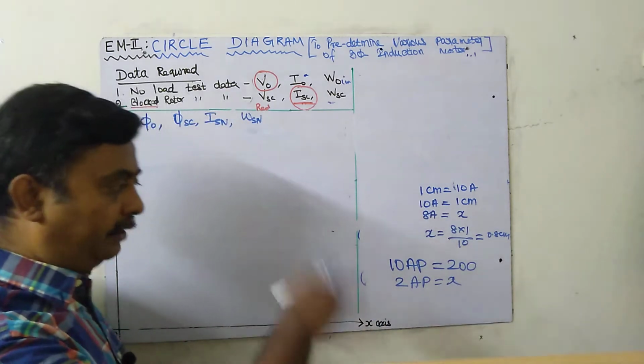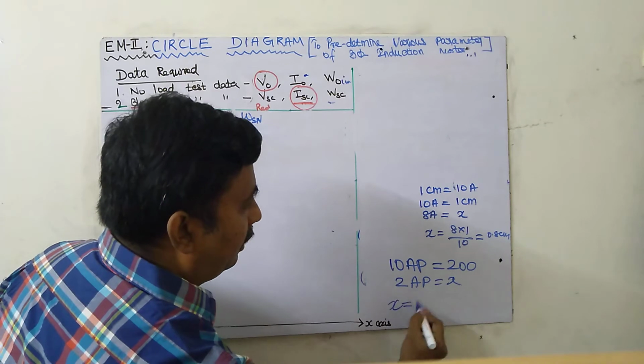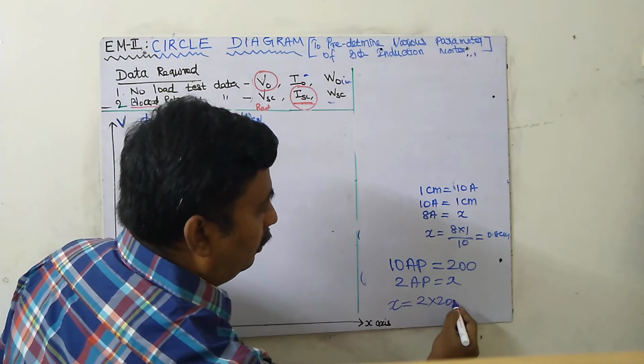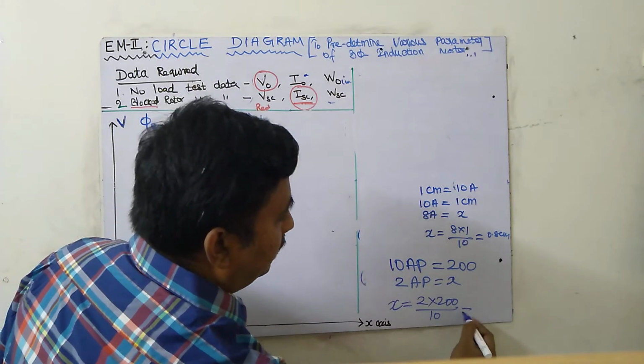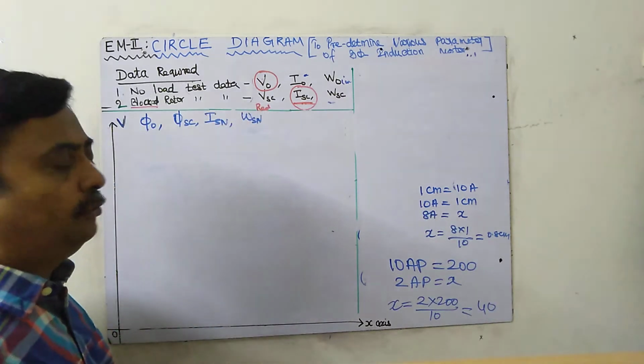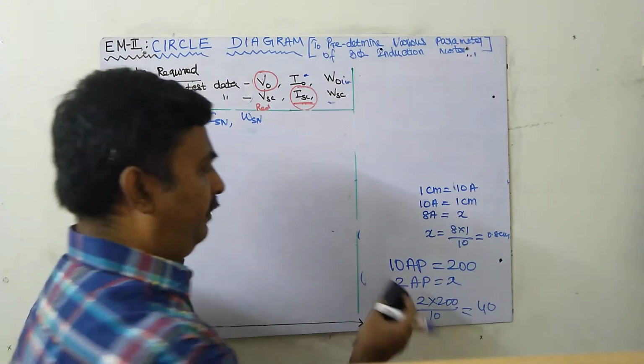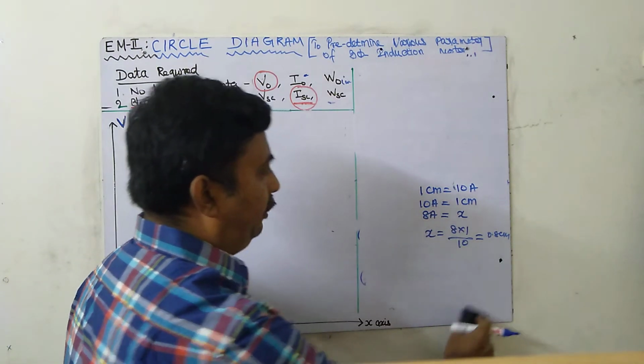This method only I will follow, still the same method. What is the x value? x equals cross multiply: 2 into 200 divided by 10, which is 400 divided by 10, equal to 40. Like this only I will get. There is nothing wrong in writing like this. We need the solution, that's all.